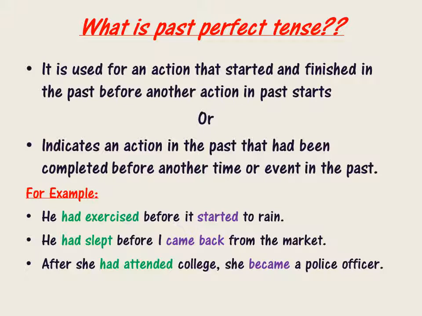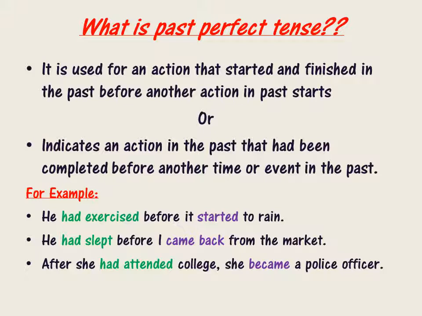Like you can see in the first example, it says he had exercised before it started to rain. So you can see two actions here. The very first action is he had exercised. That is over, complete before it started to rain. So our first action जो first activity है exercise करना वो over हो गया इससे पहले कि दूसरा action start होता past में. So this is how past perfect tense is used.